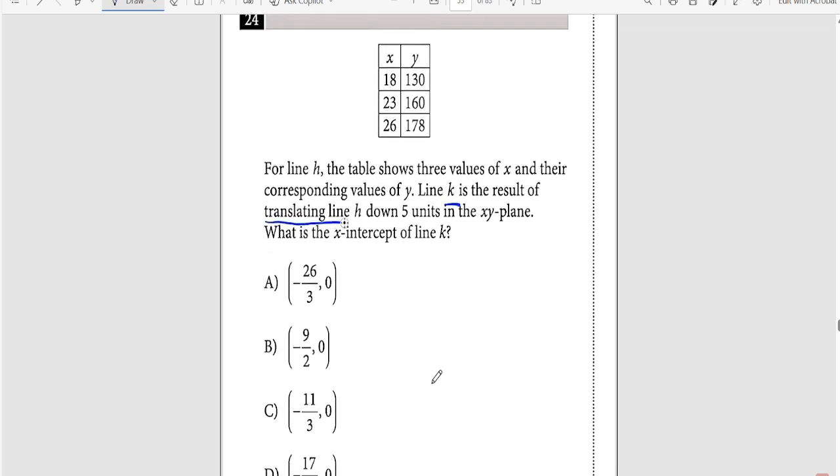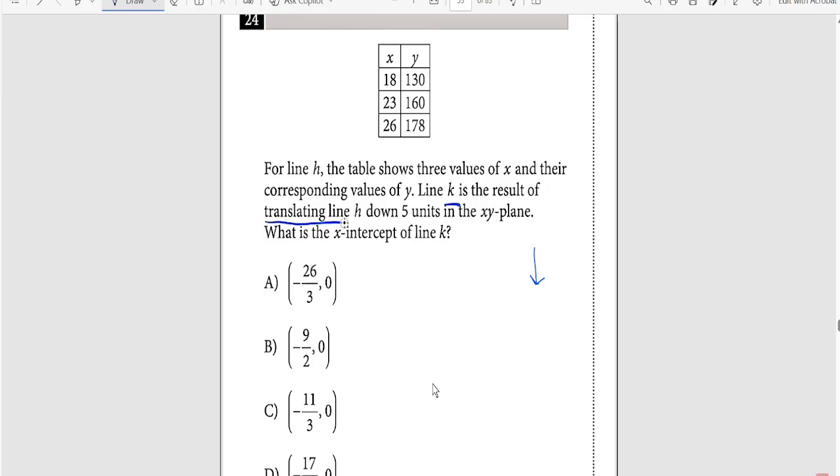Let's do the next question. So we have a given table, x and y values are given. For line h, the table shows values of x and corresponding values of y. Line k is the result of translating line h down 5 units. What is the x-intercept of line k?